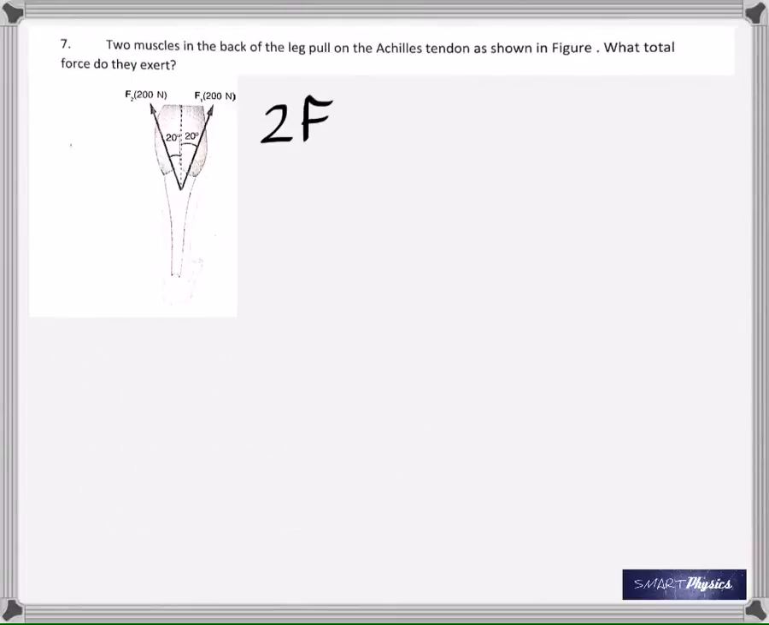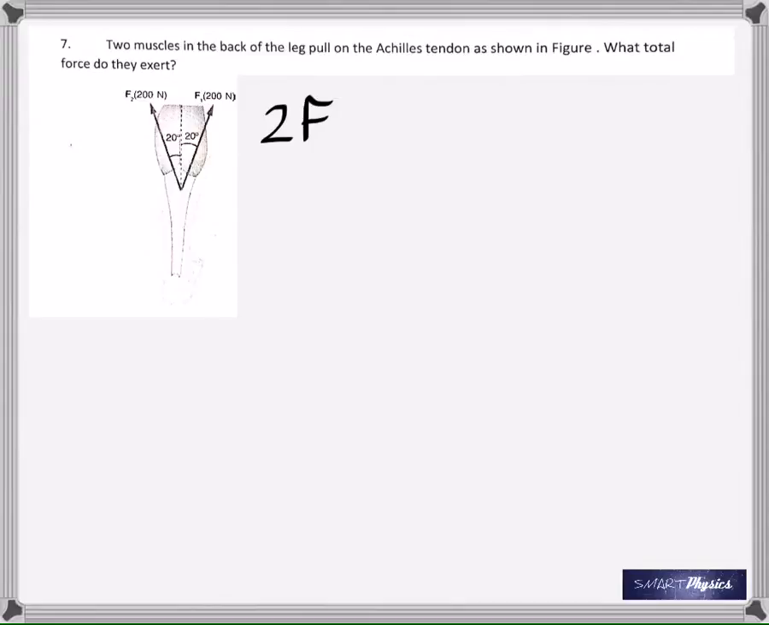In this question, two muscles in the back of the leg pull on the tendon as shown in the figure. What total force do they exert? Fairly simple because the diagram makes it clear. You have the forces acting symmetrically on both sides, 200 Newton each, and you have the 20-degree angle, and you're asked to find the total force. Now what you got to do is resolve this into its vertical component and its horizontal. Do the same with this. You will have the horizontals cancel out because they are opposite, while the vertical components add up.